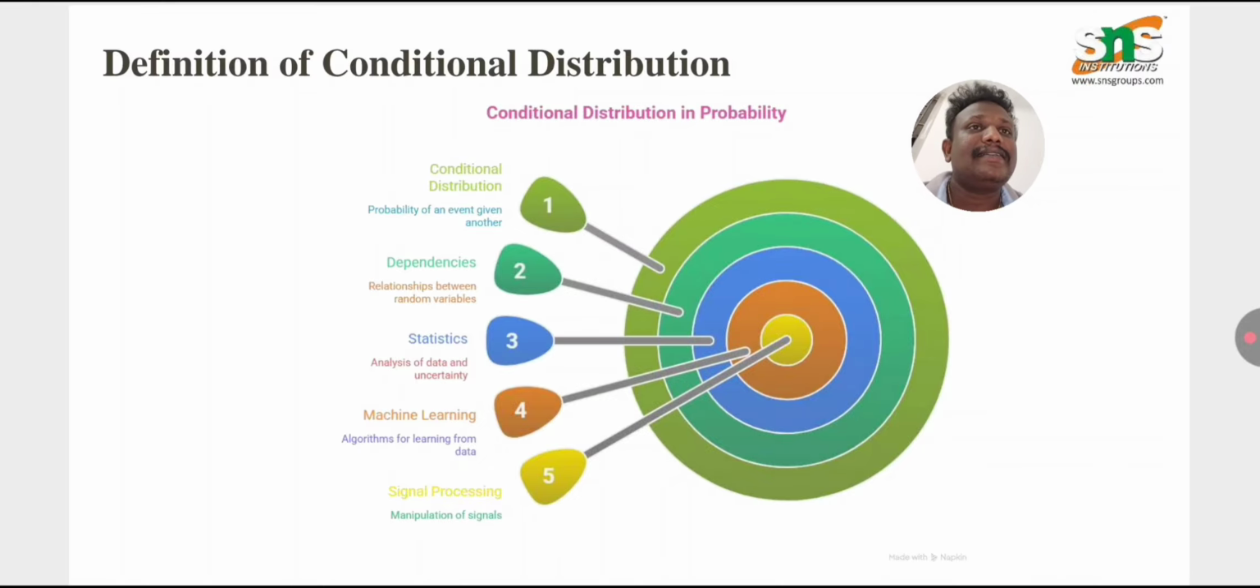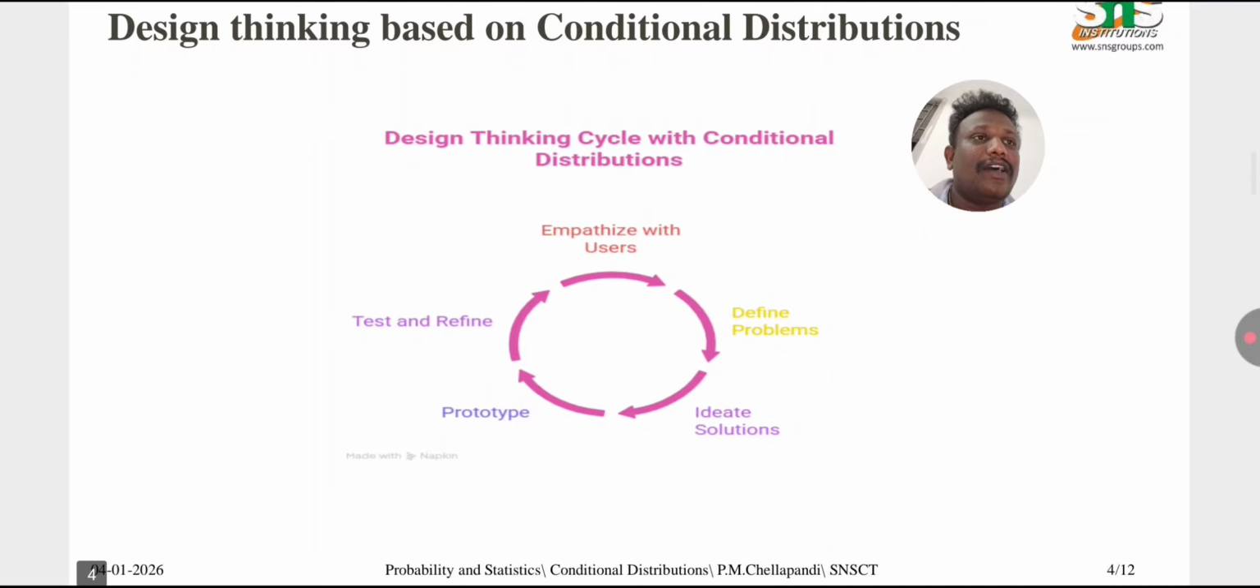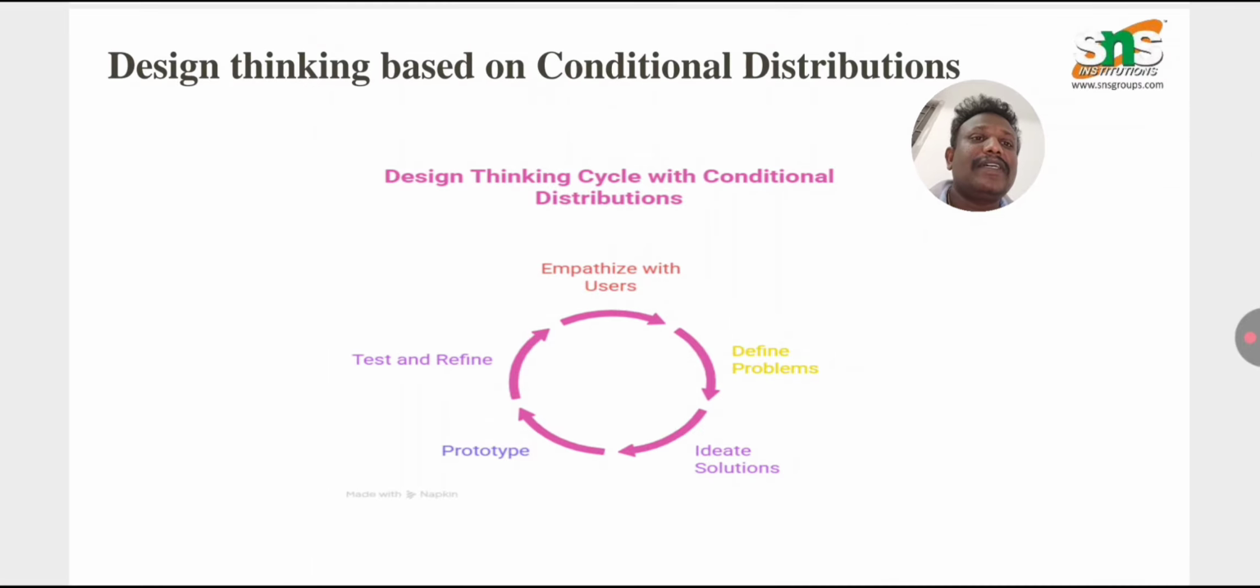Now let us understand this concept using the design thinking approach. As we know, there are 5 stages in design thinking. The first one is empathy. Here we identify the problem statement: we want probability when some information is already known. That is our empathy part. What is the defining part? How does one variable behave under a condition? That is my defining part.